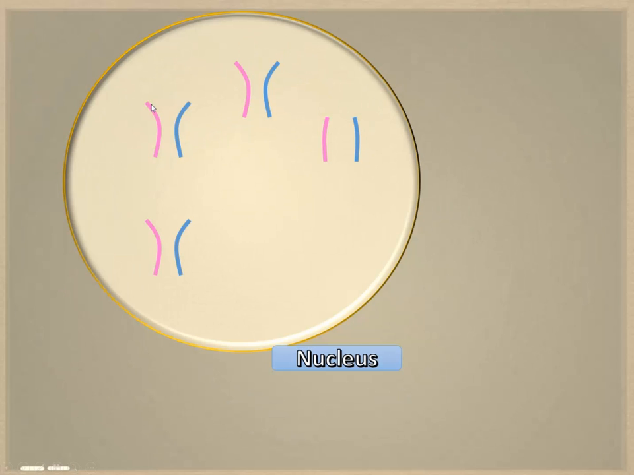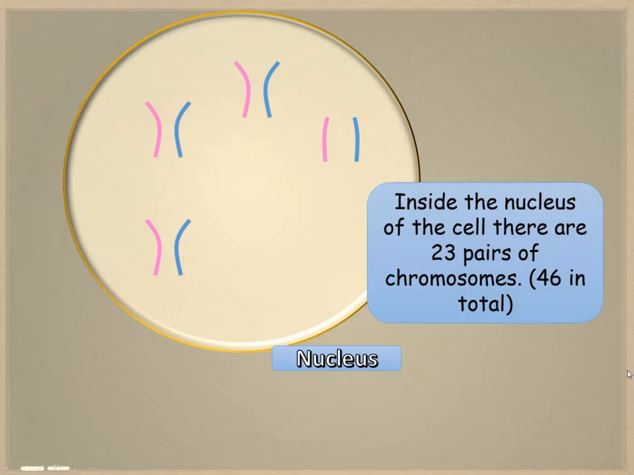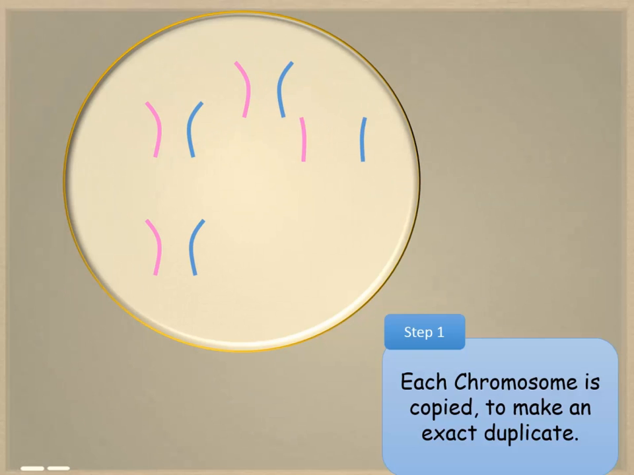The pink chromosomes represent ones that you've inherited from your mother. The blue ones represent ones inherited from your father. Okay, so inside a real cell there are 23 pairs, 46 in total. So the first step is each chromosome is copied to make an exact duplicate of itself. So they're the female ones, the ones inherited from your mother, they've duplicated, and then the ones from your father also get duplicated as well. So I've now doubled the number of chromosomes in the cell.